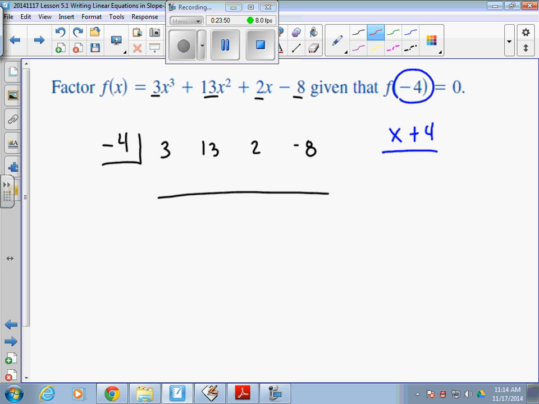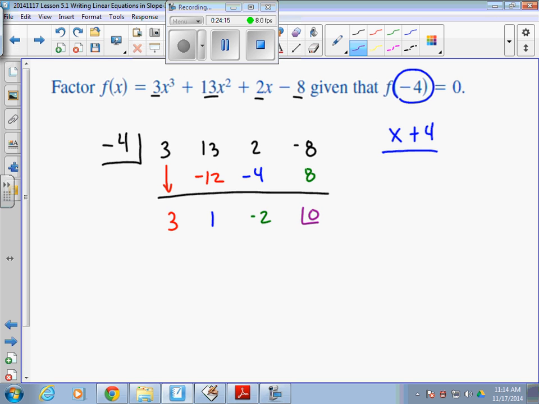So right there, this one comes straight down, 3. Times negative 4 is negative 12. 13, when you put those two together, and negative 12 is going to be 1. Times negative 4 is negative 4. 2, and when you put it together with negative 4, you get negative 2. Negative 2 times negative 4 is going to be positive 8, and when you put those two together, you get 0, so the remainder is 0.